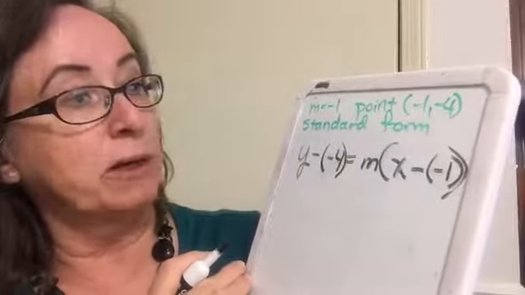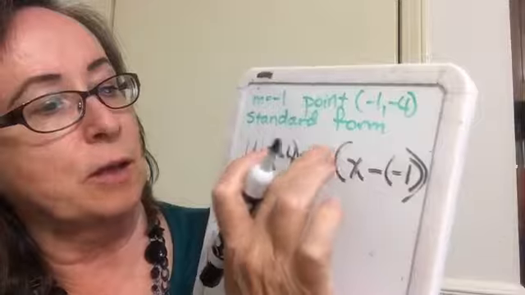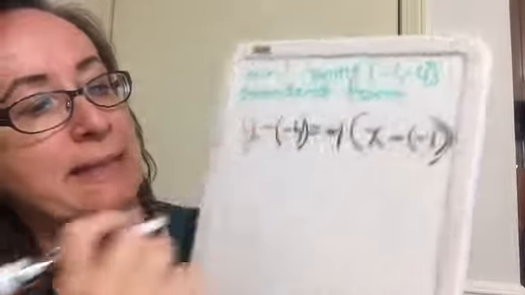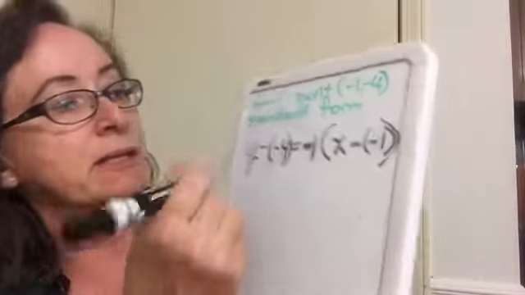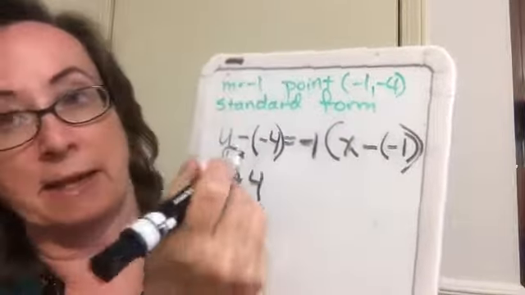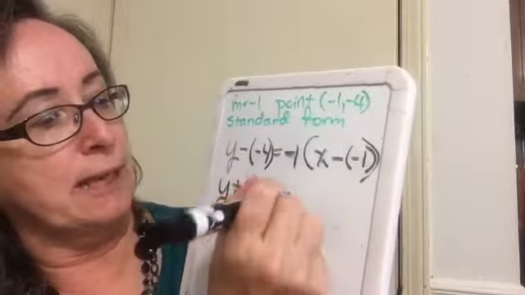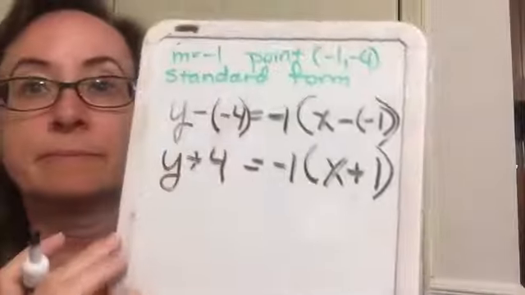And then we're going to simplify it some and put our slope in. Slope is -1. But this is not the form that we want to leave it in. We want to leave it in standard form. So y plus 4, because minus a minus is a plus, is equal to -1 times x plus 1.